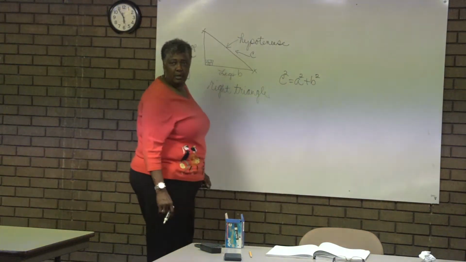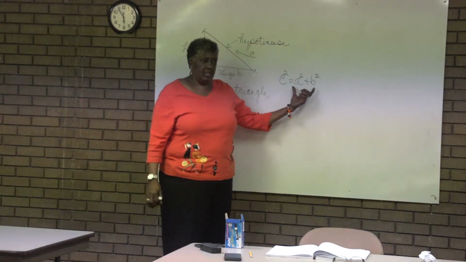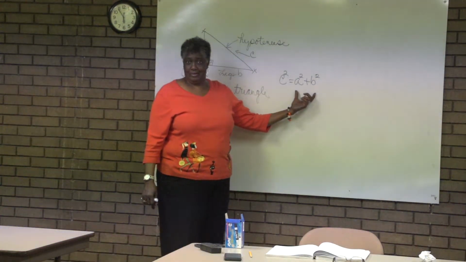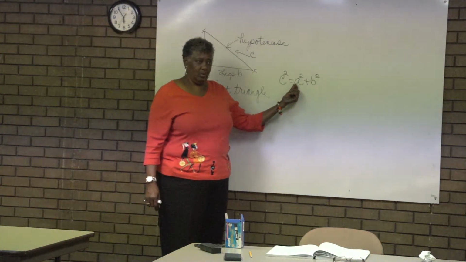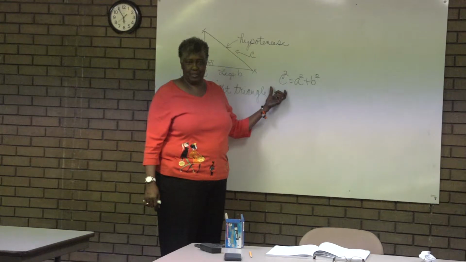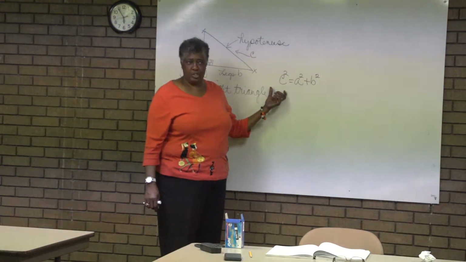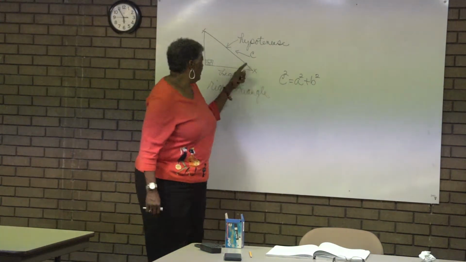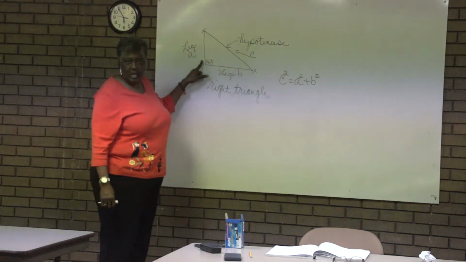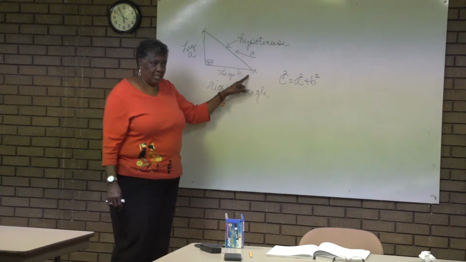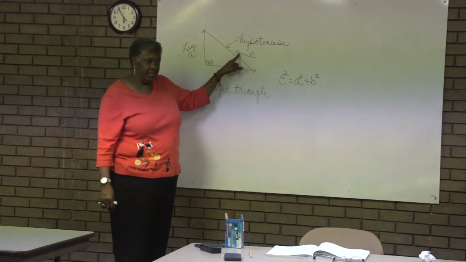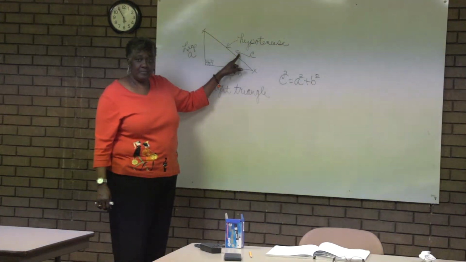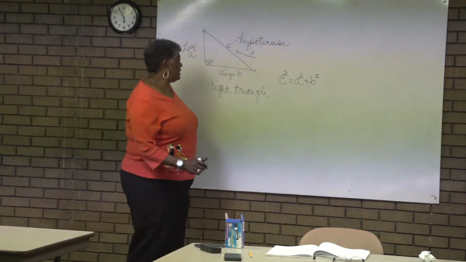In words in a book, it'll say that the sum of the squares of the legs of a right triangle is equal to the square of its hypotenuse. Now, that's a whole long technical term, which just means that when you add this times itself plus this times itself, it's going to equal whatever this times itself is. Okay? Let's see an example of it.